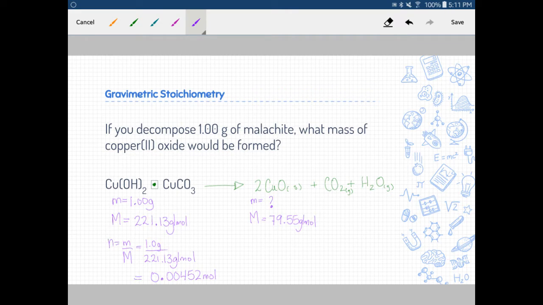So what I like to think of this as is, if this is my number of moles, I will write down this is my moles of my malachite. Okay, and I'm just going to write the word malachite because that's a little easier than writing out this entire chemical compound, I should say. So what I'm going to do is multiply that by a mole ratio.